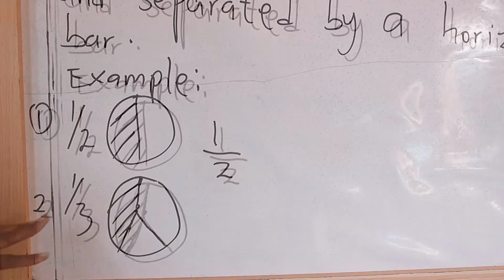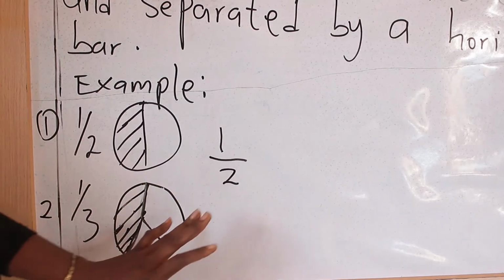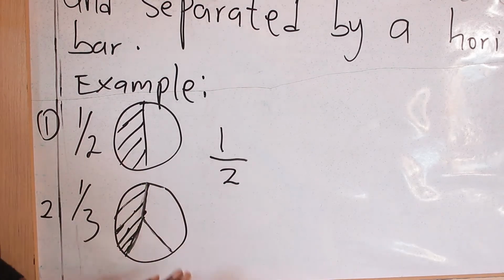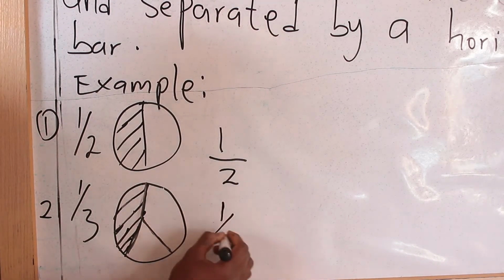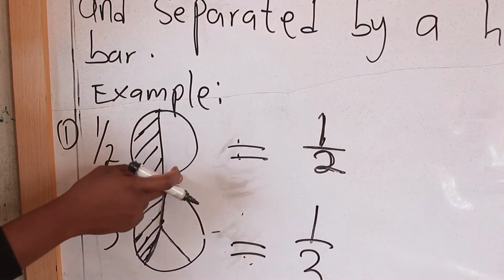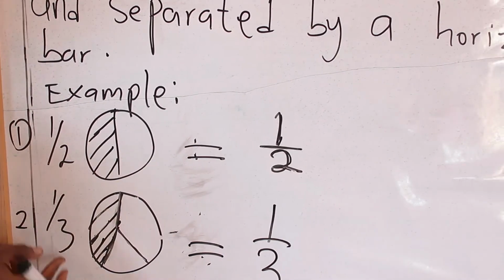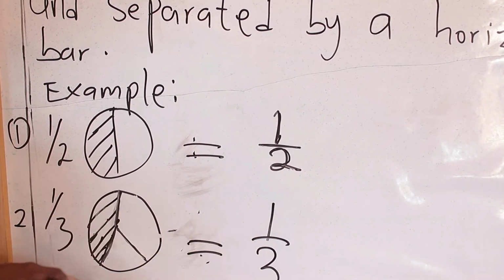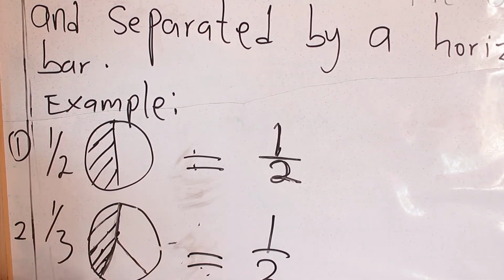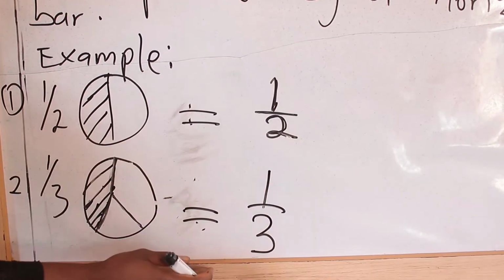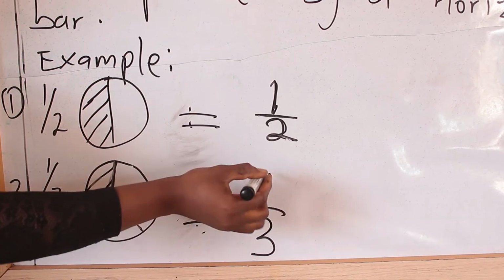Another example, having one orange divided into 3, shade one part. When you want to present it in fraction, this is how to write it: 1 over 3. The next example is an orange divided into 3. When you shade one portion, it becomes 1 out of the 3 parts. That is 1 over 3.